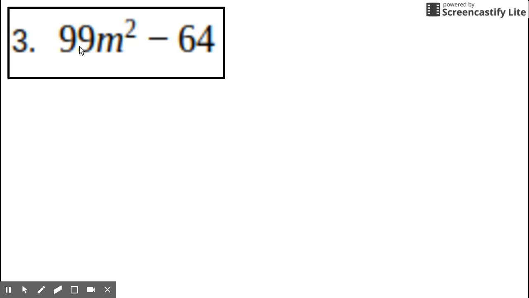So this is not doable. Okay, the 99 messed it up. Everything else is fine, right? 64 would have been fine. 8 times 8 is 64. But nothing else will give me 99. So this is not doable.